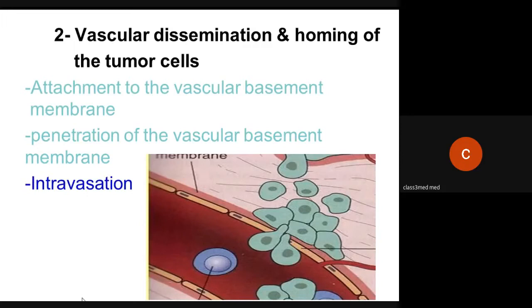The same gene expression, the same gene products, the proteins required for the attachment to the epithelial basement membrane, the same gene requirement and products, the proteins are required here, okay? So the process is repeated here.